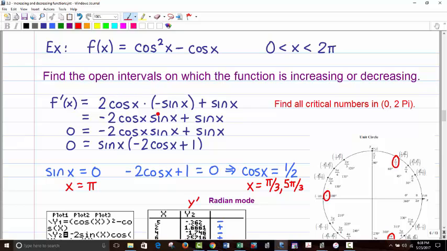Okay, so we're going to set this equal to 0. You're looking for factoring here. They share a common sine factor, so we factor out a sine, and that leaves me negative 2 cosine x plus 1. Obviously you've got a 1 there, so that distributes out correctly. Now we can set each of those factors equal to 0. We're in the open interval 0 to 2 pi.